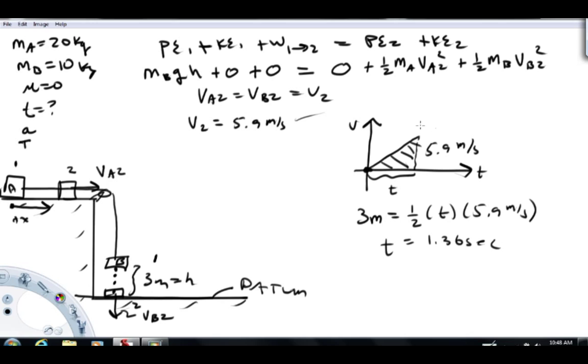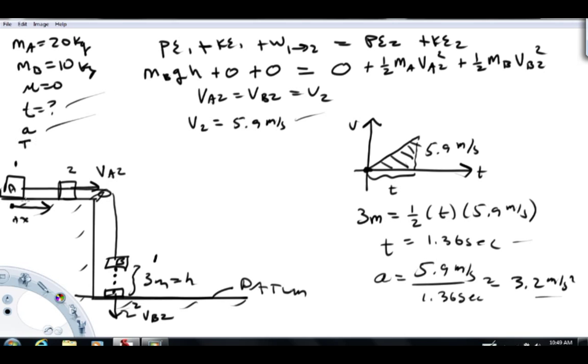Now, since I have the graph right here, I might as well calculate the acceleration right away. Remember these graphs, there's two important properties, slope and area. So for a velocity graph, the area gives you the displacement, the slope gives you the acceleration. So the acceleration of the system here, rise over run, 5.9 meter per second in 1.36 seconds. And this is approximately 3.2 meter per second squared. So now we know the final velocity, we know the time it's going to hit the ground, we also know the acceleration of the system.